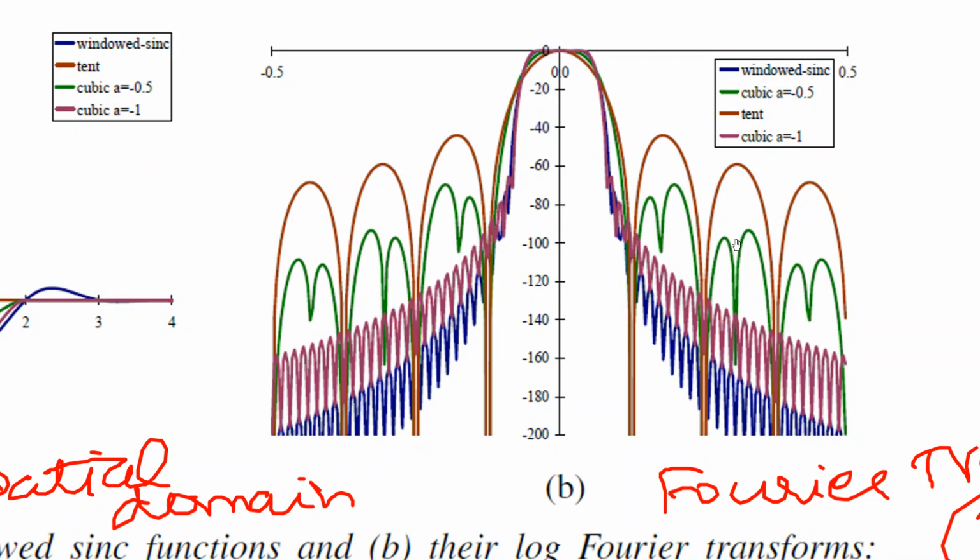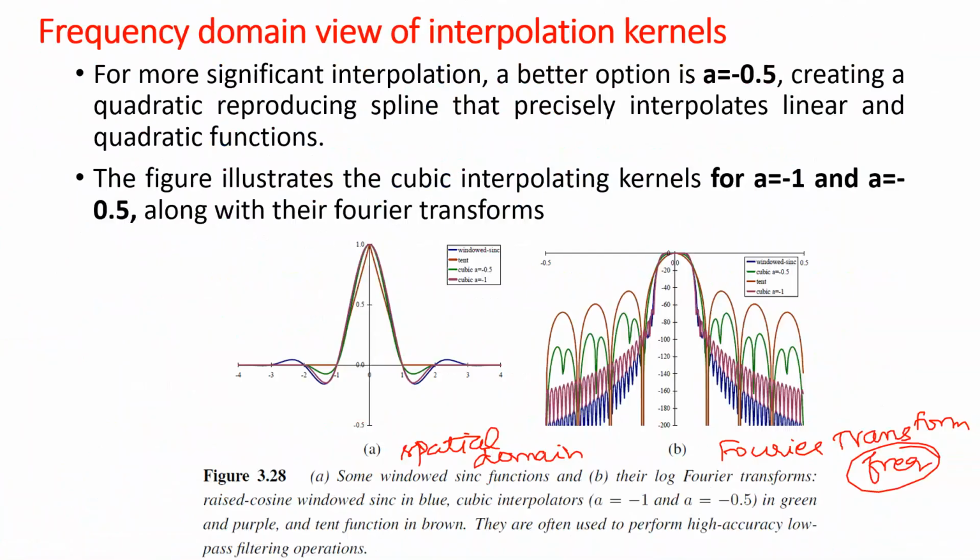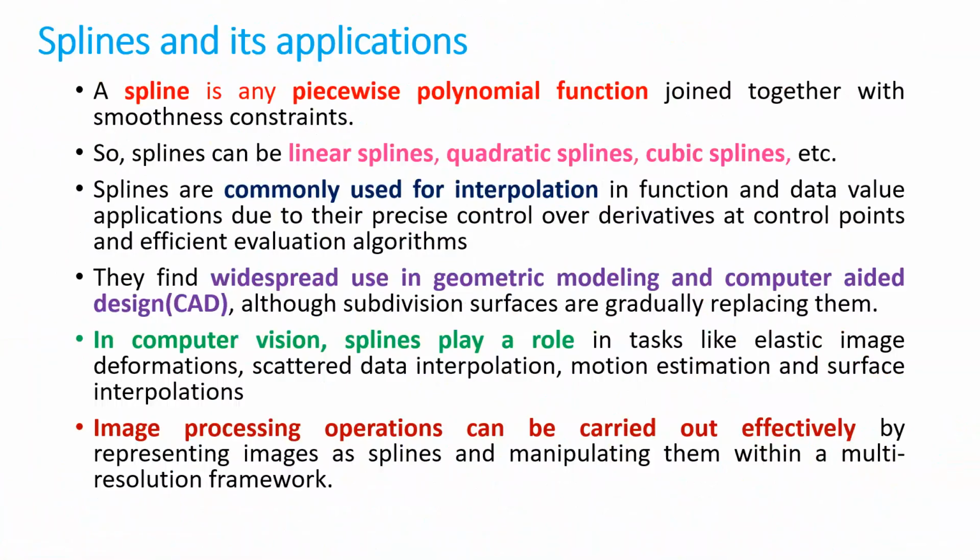Okay, so high frequencies mean it will produce the sharper result, but it results in ringing also. Low frequency means the result may have less ringing, but the blur may be more. So if you want sharper details, we have to go with high frequency. If you want less ringing, we have to go with low frequencies. Depending on the application, we can choose the type of the interpolation kernels.